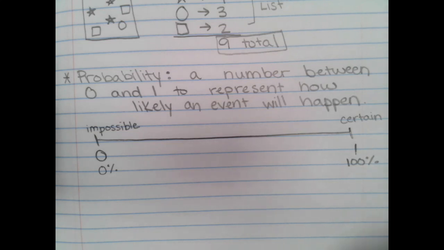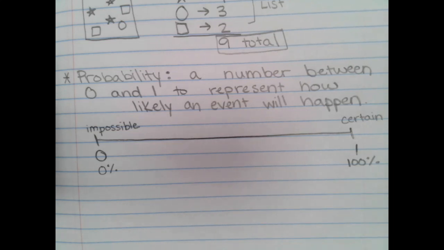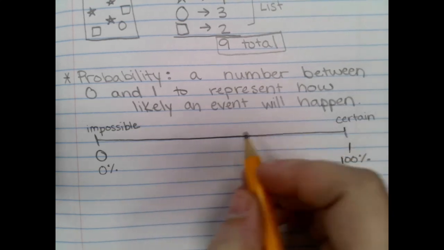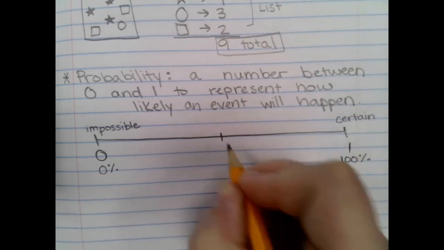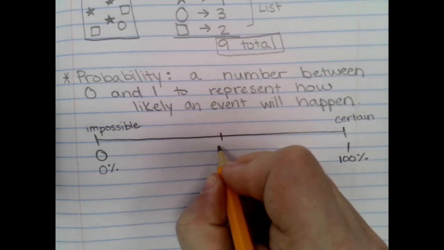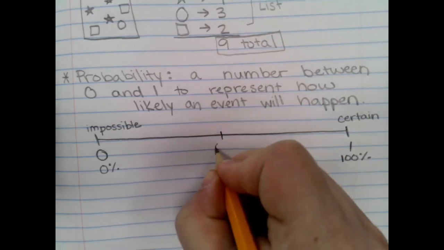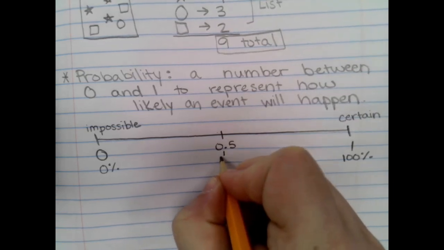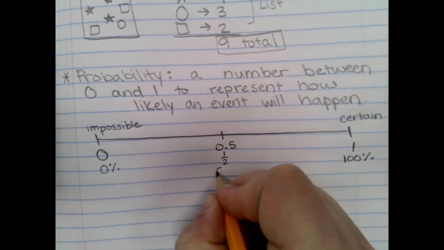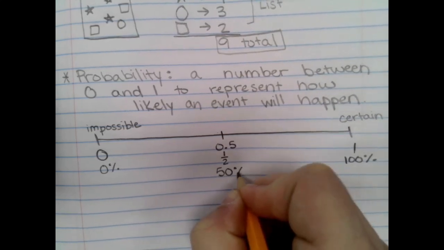All right, so 1 means 100%. So for example, what is the chance that you are in period 2 right now? 100%. You are here. It's 100%. You're already here, right? All right, what would be right in the middle between 0 and 1? 50%, or what fraction? What decimal would be between 0 and 1? 0.5. How would I write that as a fraction? 1/2, and then as a percent? 50%.